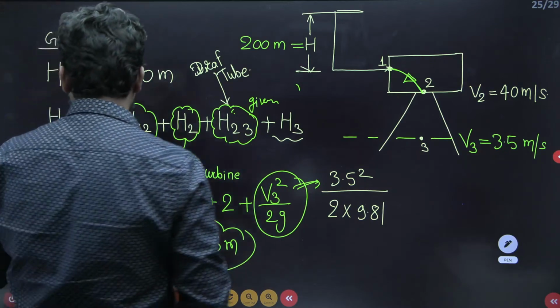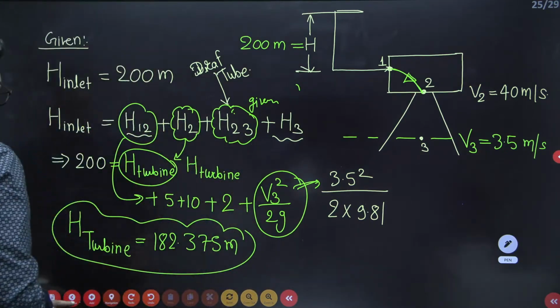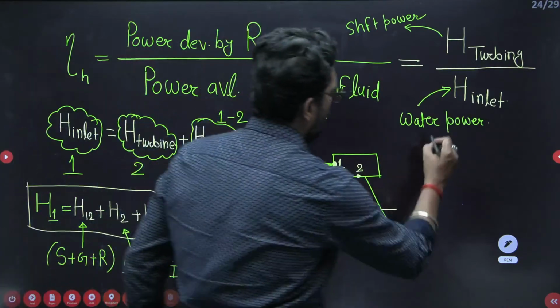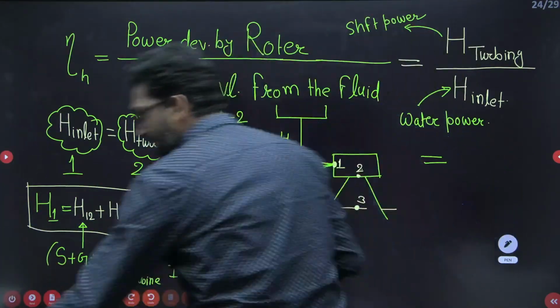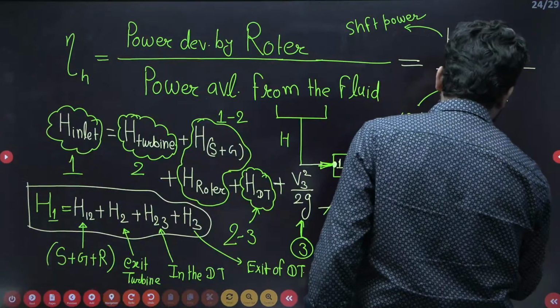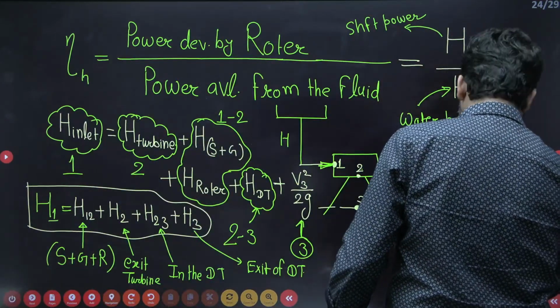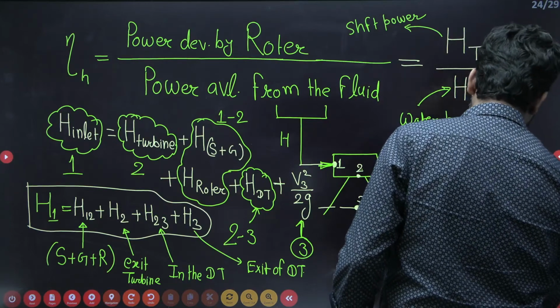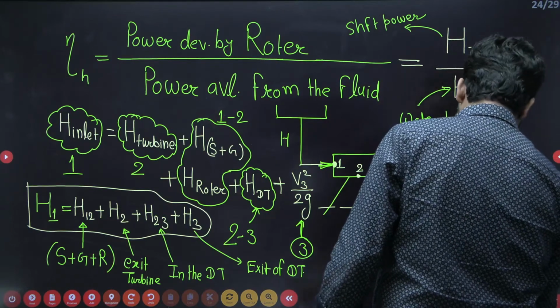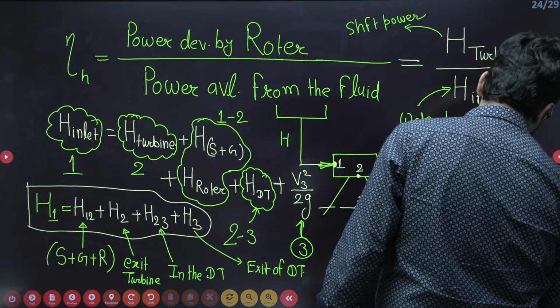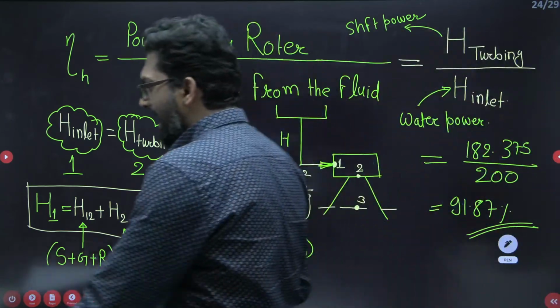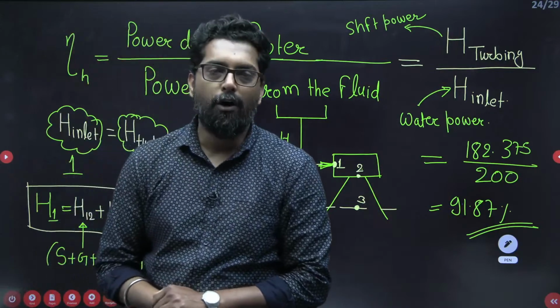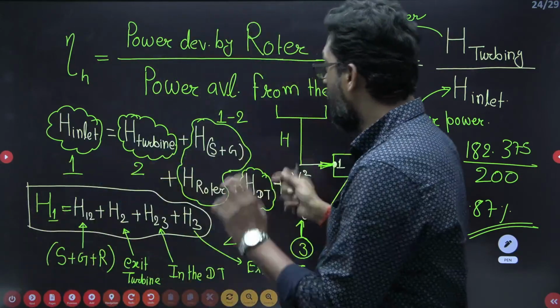So now put the value for the efficiency. From here, H of the turbine, 182.375 divided by H inlet 200. So how much is it? 91.87%.